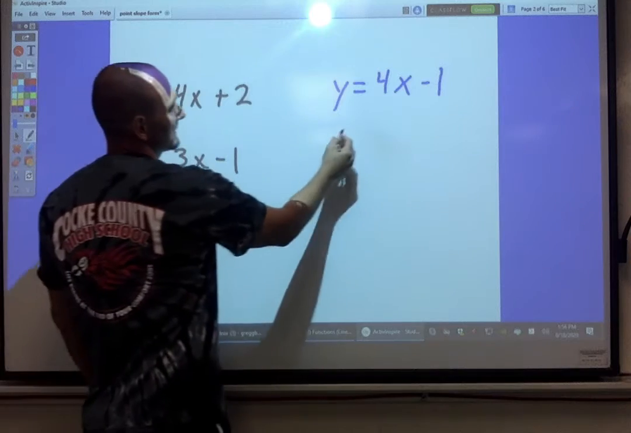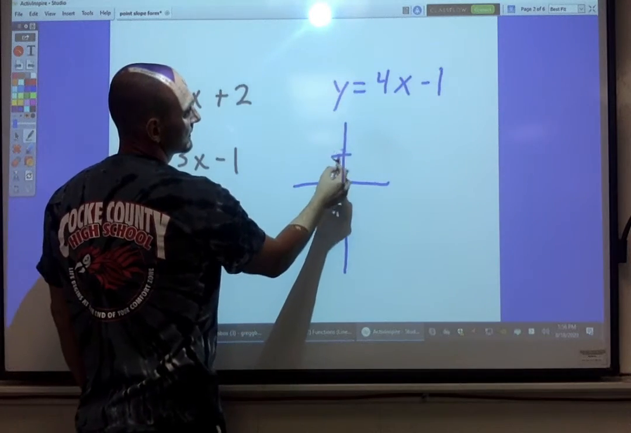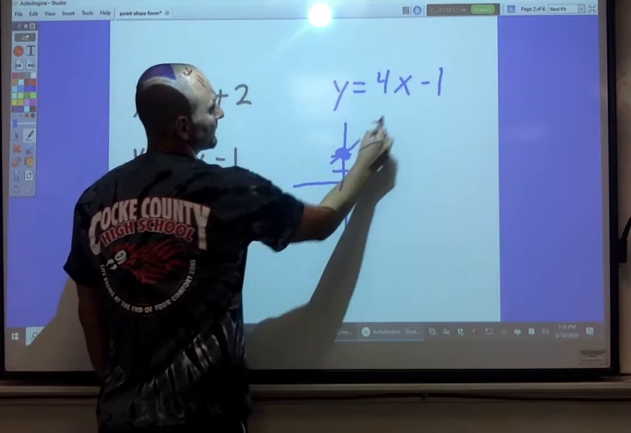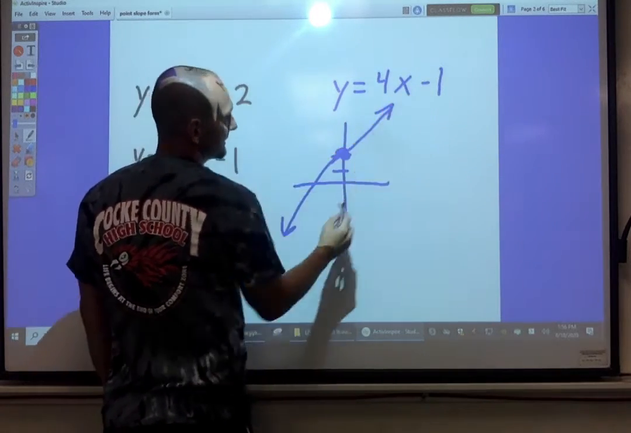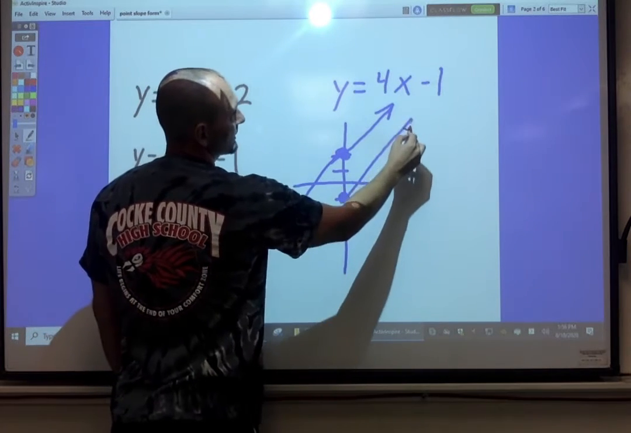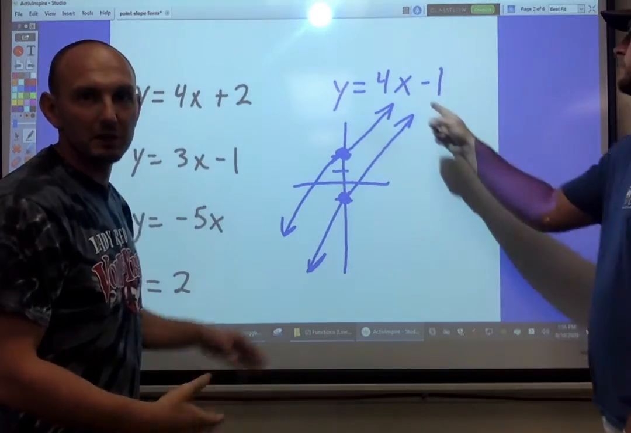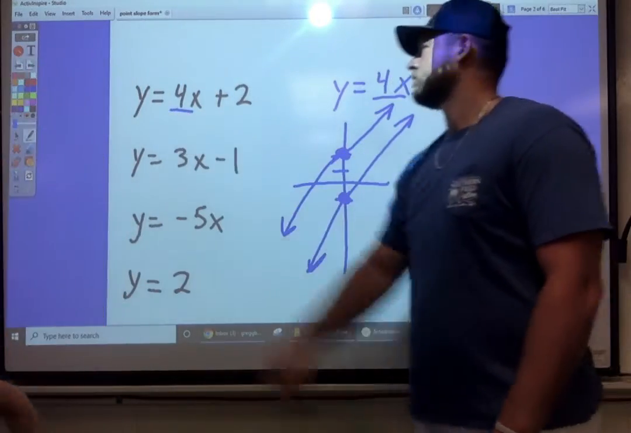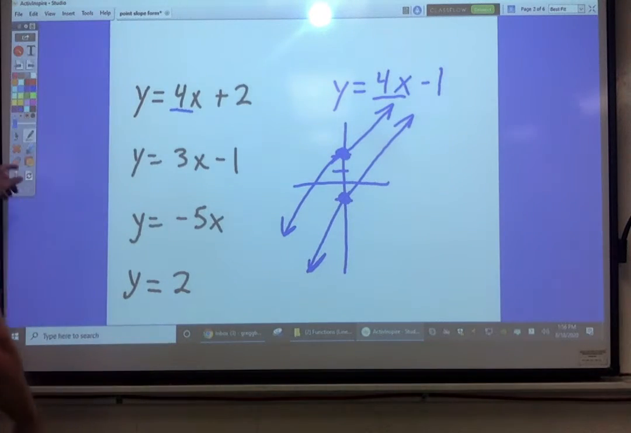The only difference is this one starts at 2, going up 4 over 1 forever. This one starts at negative 1, and it's going the same rate or speed forever. Parallel. So they're never going to touch. My lines aren't perfect, but as long as it has the same slope, they're going to be parallel.